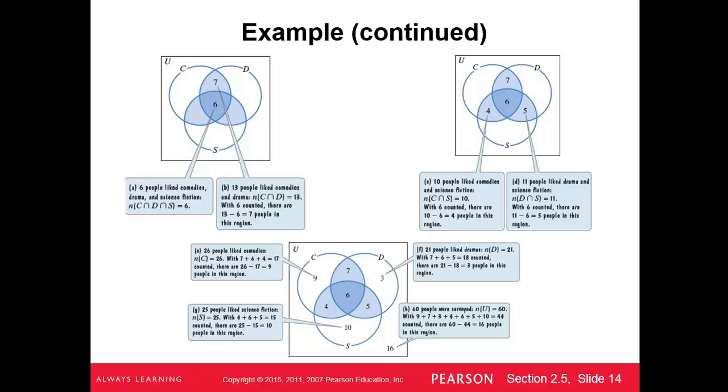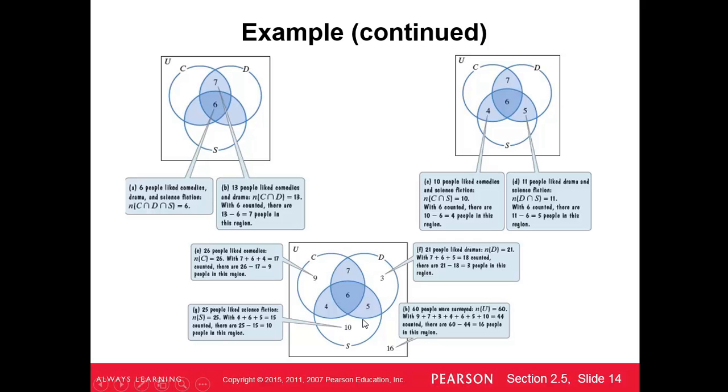How about drama? Let's see. We have 7, 6, and 5. That adds up to 18, excuse me. And the total here is 21. So 21 minus 18 is 3. How about science fiction? 4 and 6 is 10, and 5 is 15. We know the total circle has to be 25, which means there must have been 10 who said, I only like science fiction. I don't like comedies and dramas.